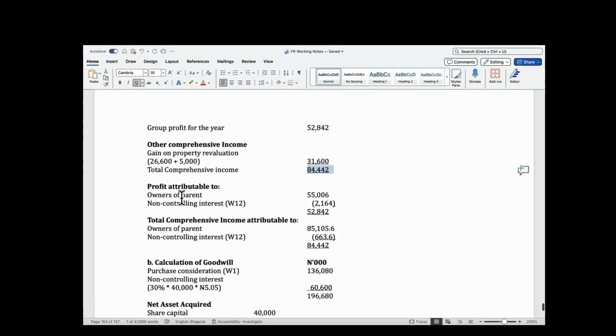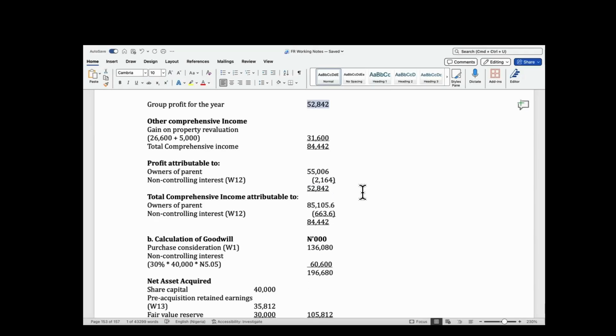I get profit attributable to owners of the parent and NCI. For NCI, I've already worked it out, so I don't need to sweat. So 2164 gives me this. Then this is the balancing figure, which is this 2164 minus this group profit. I get this balancing figure here. But since this was a loss, by the time you do 52 minus this, it gives you 52,000 plus that. So it brings it up to this. So it still cumulates back to this figure here.